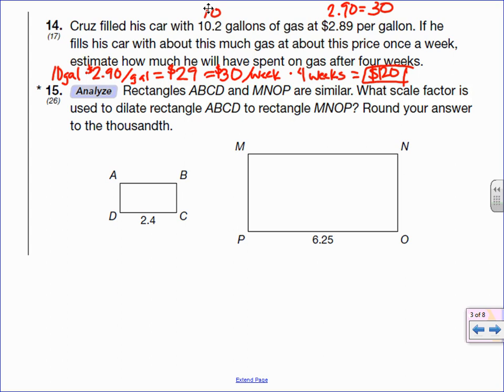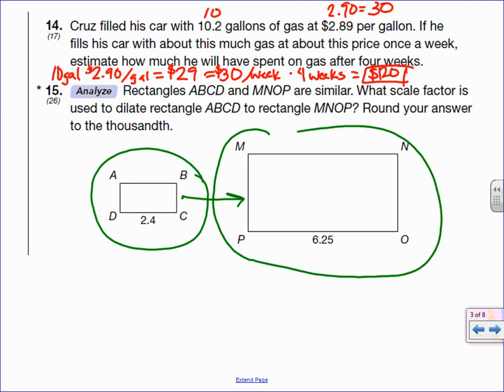Rectangles ABCD and MNOP are similar. What scale factor is used to dilate rectangle ABCD to rectangle MNOP? Round your answer to the nearest thousandth. So they're asking, how do I go from this rectangle here to this rectangle here? What do I multiply the lengths by to go from 2.4 to 6.25? So to figure that out, I can take 6.25 and divide it by 2.4.